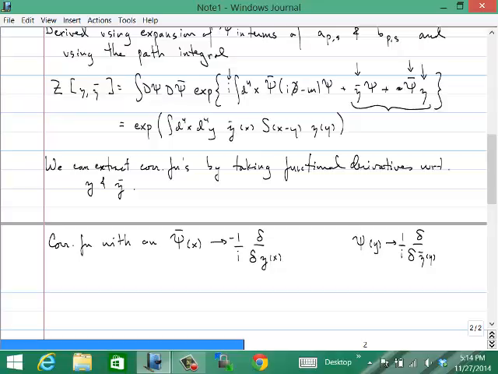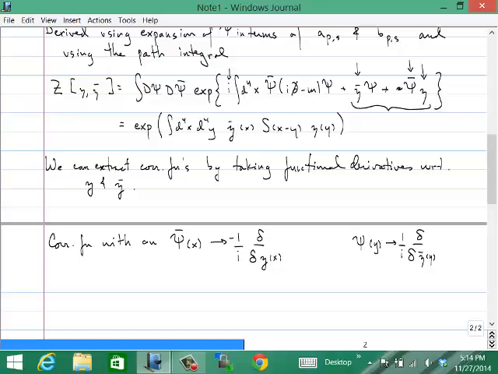And then we have incoming and outgoing scalars. For every incoming scalar, we'll have a dotted line, and it'll be labeled by some momentum. For every outgoing scalar, you'll have a dotted line like that.